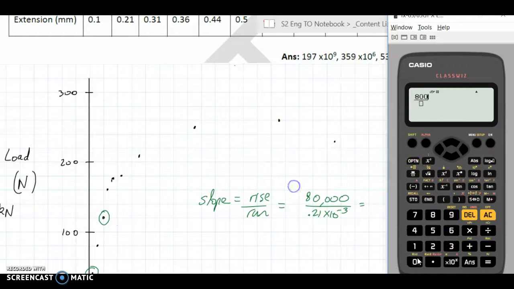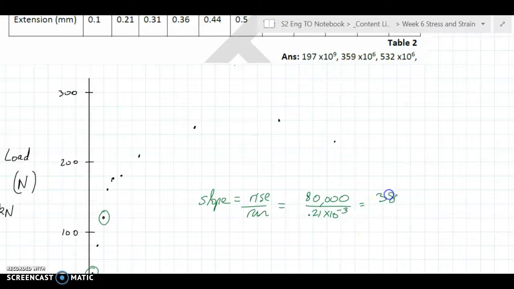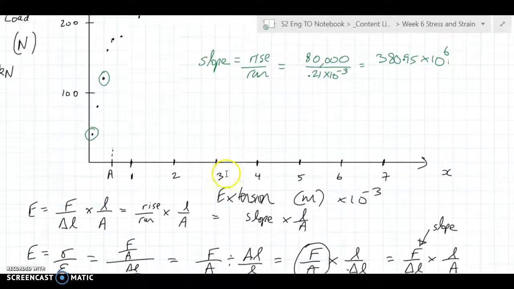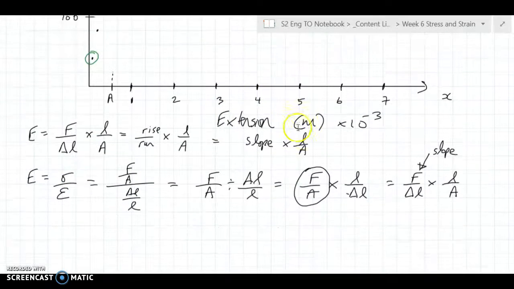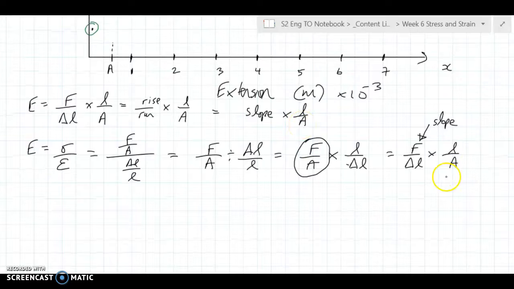So we've 80,000 divided by 0.21 by 10 to the minus 3. And that gives us a slope of 380.95 by 10 to the 6. Right? And that's going to be newtons per meter. I won't worry too much about the units. 380.95 by 10 to the 6. So that's going to be this bit here.